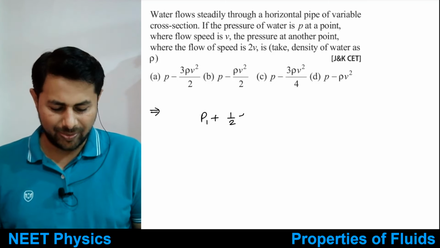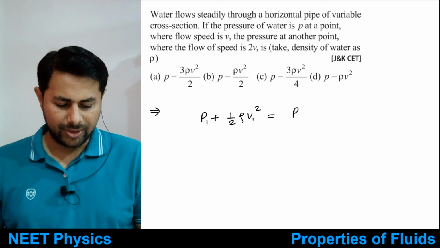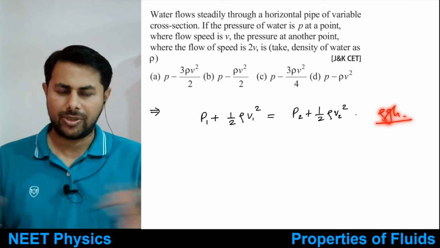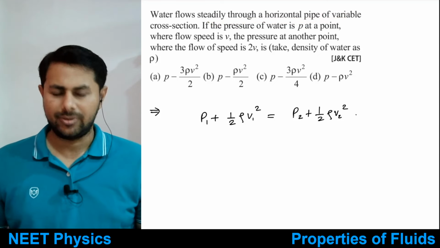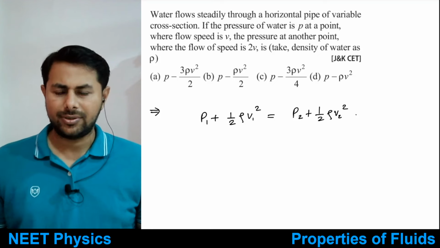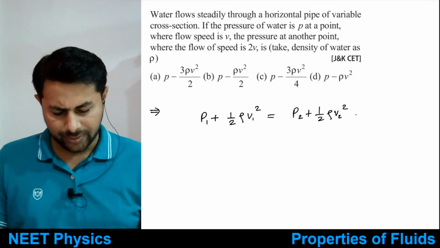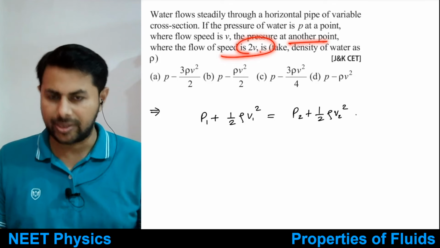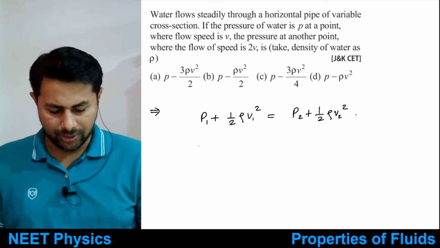What do we need to use here? P1 plus half rho V1 square, Bernoulli's theorem, is equal to P2 plus half rho V2 square. So why didn't I write rho g h1, rho g h2? It's because this is a horizontal pipe. So height at those 2 points would be equal. No need to write down the height term, rho g h. And therefore you want what? Pressure at another point where the speed is 2V. So we want P2.